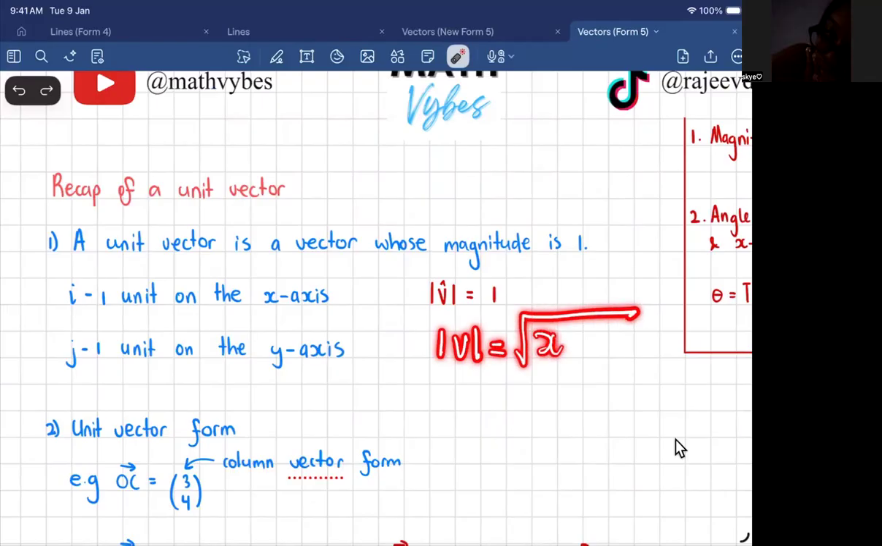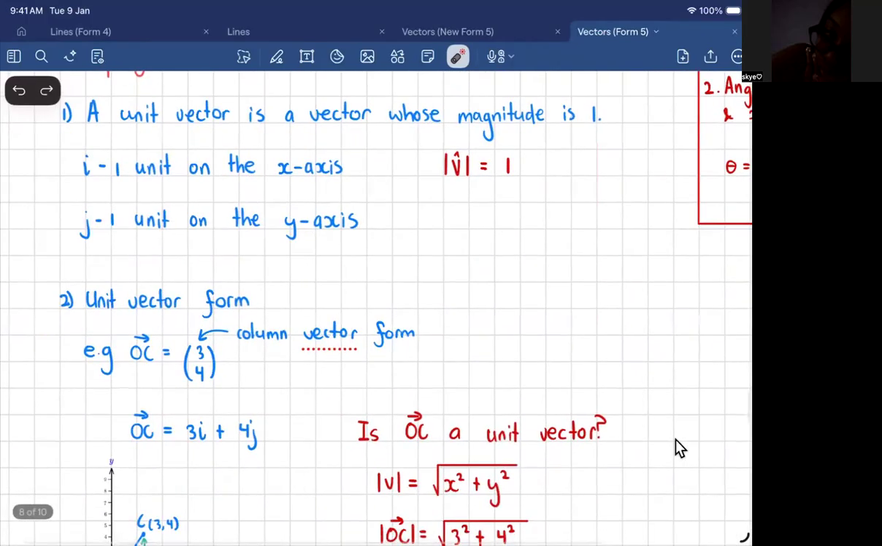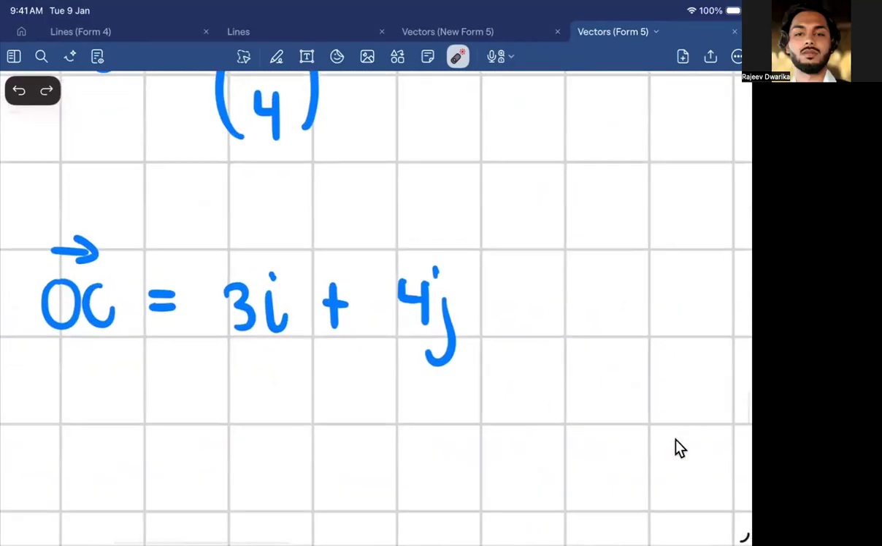X squared plus y squared. Nice. If you are given this vector over here, what would be your x value? Like in this situation, what would be your x value? So x would be your horizontal movement.